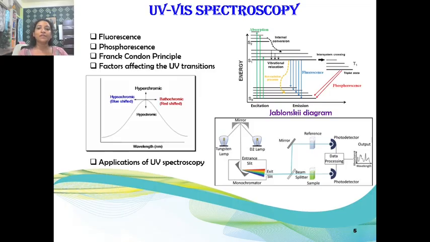This is the Jablonski diagram showing the fluorescence and phosphorescence method. In fluorescence, there is singlet to excited singlet transition happens, whereas in phosphorescence, singlet to triplet transition happens. Here, the UV spectrophotometer, how it works, is shown.